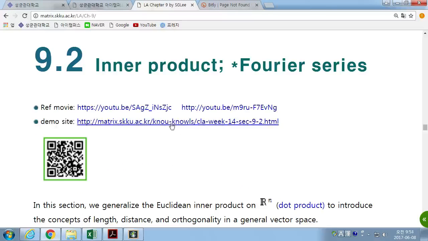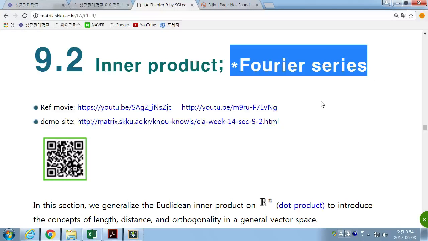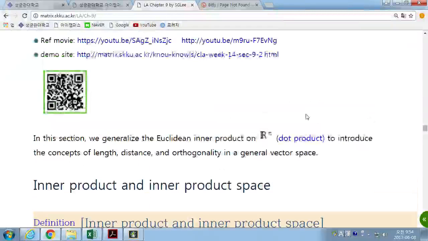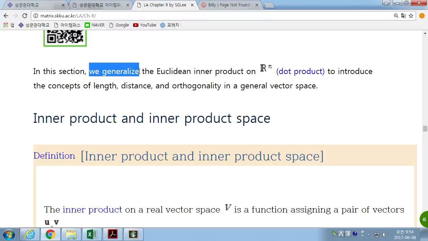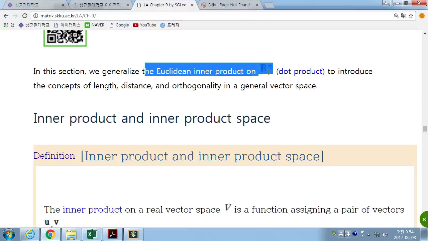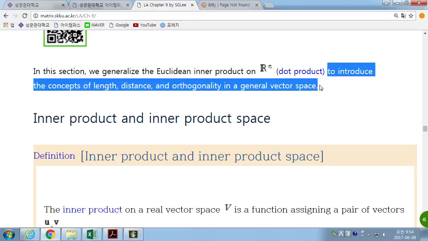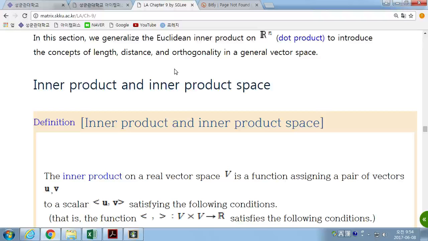Section 9.2, inner product. And Fourier series are an application of this inner product space. In this section, we generalize the Euclidean inner product on Rn, which was considered as a dot product, to introduce the concept of length, distance, and orthogonality in a general vector space. We generalize the Euclidean inner product concept to a general vector space.